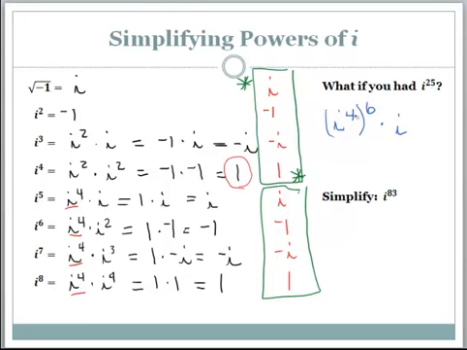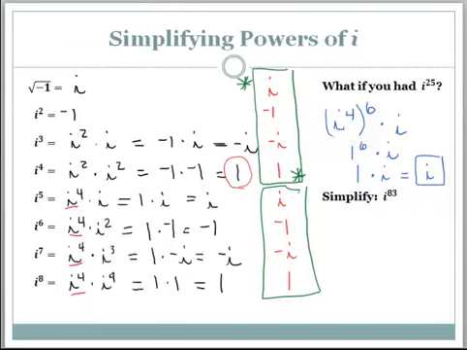Okay, so what's i to the fourth? i to the fourth is 1. What's 1 to the 6th power? It's 1. What's 1 times i? It's i. So i to the 25th power is the same thing as just i.